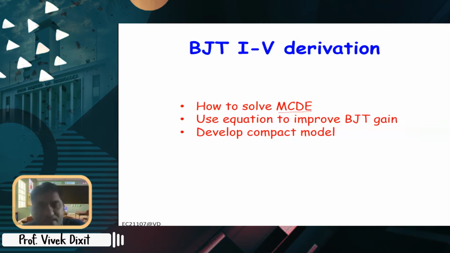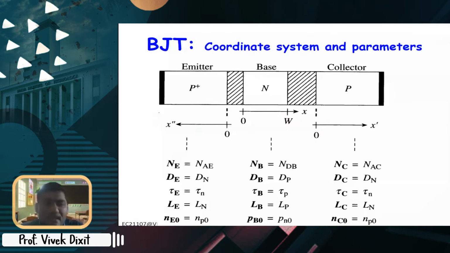And with this, when we derive these equations, we will get some idea how we can improve the characteristics of BJT, such as gain and frequency characteristics, and we can also have a compact model. So we would not need to solve these equations again and again. So let us look at this diagram.